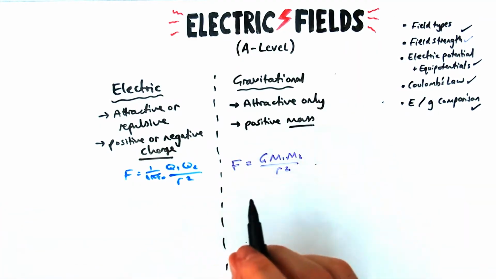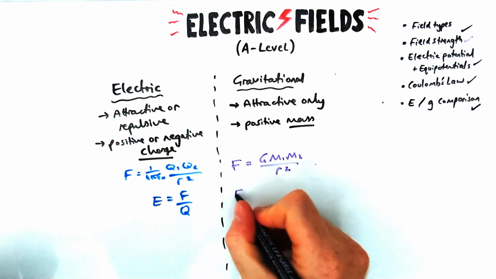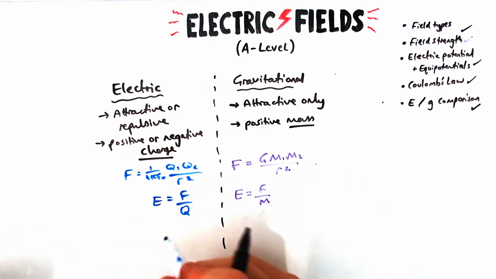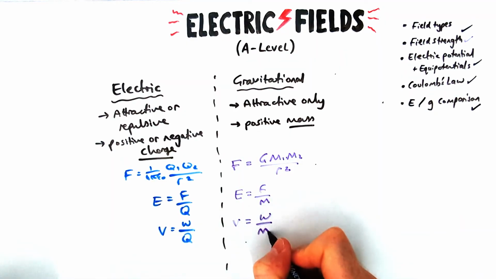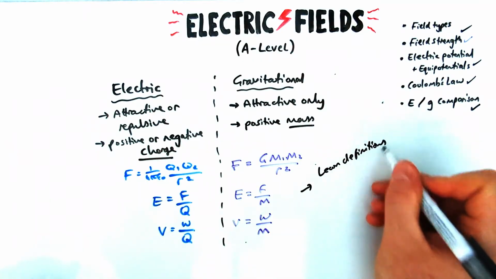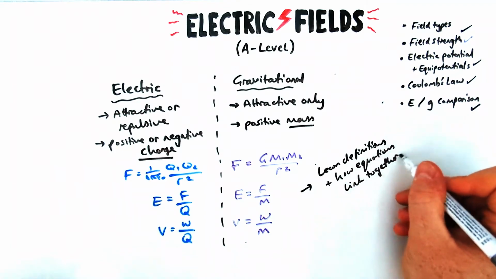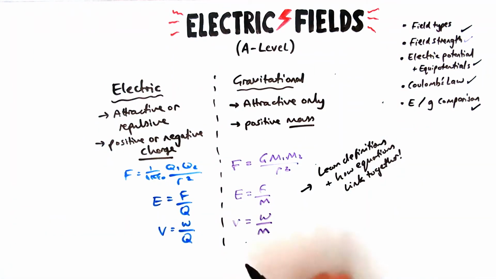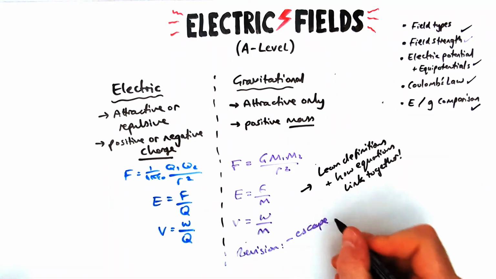Field strength, I've done a capital E instead of a small g here, equals F over M or F over Q, and potential is work done over charge, or work done over mass if you're talking about gravitational fields. Learning the definitions and equations is really important. But for gravitational fields, you also have your escape velocity equation and derivation, and you have Kepler's third law, T squared is proportional to R cubed, which you don't have an equivalent of in electric fields.